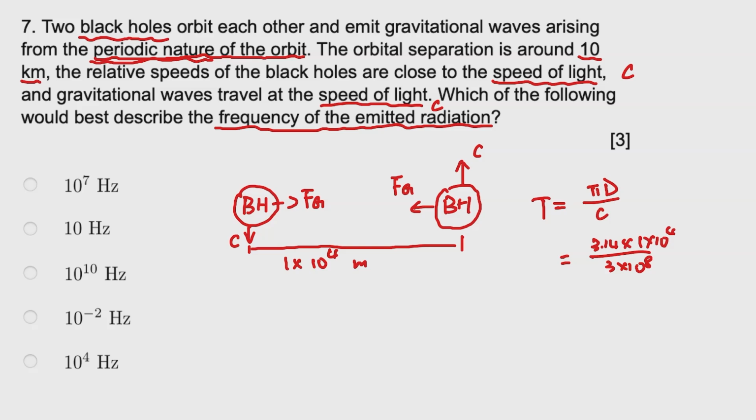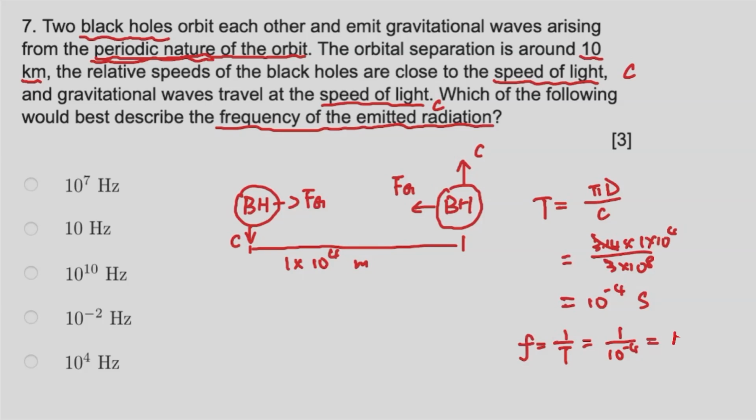Let's say pi equals 3. So that can be cancelled on the top and the bottom of the fraction. What's left behind is just 10 to the power of minus 4 seconds. Now, let's convert that into frequency. We know that frequency f can be calculated by 1 over period T. So frequency equals 10 to the power of 4 Hz.